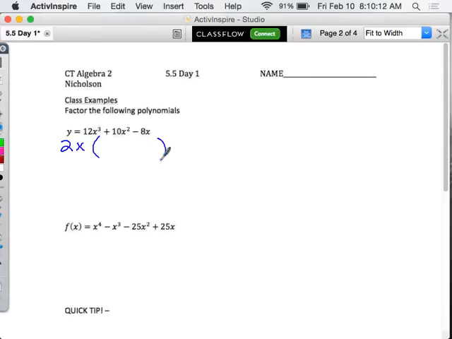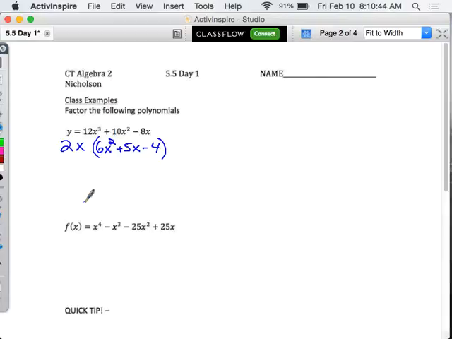And now rewrite this thing. So 2x times what would give me 12x cubed? The answer is 6x squared. 2x times what would give me 10x squared? The answer is 5x. And then last thing, 2x times what would give me negative 8x? The answer is negative 4.